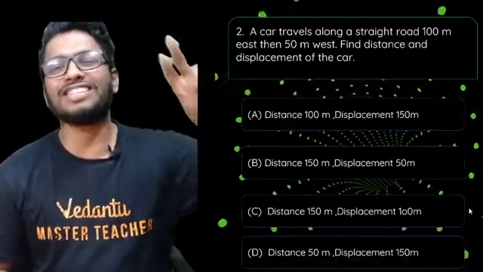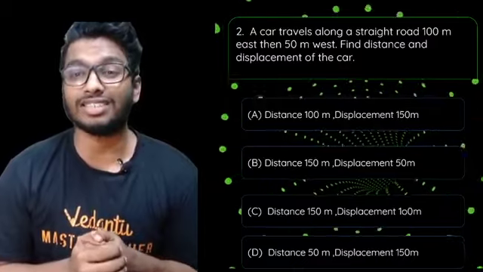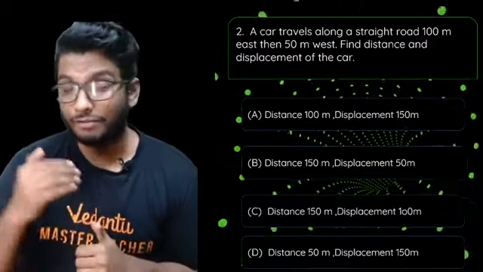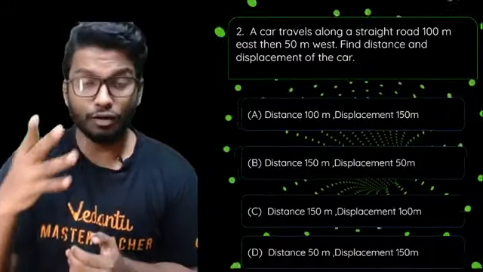All right, so moving on to the second question now. The second question goes like this. A car travels along a straight road 100 meters east and then 50 meters west. Find the distance as well as the displacement of the car. So you're given four options.